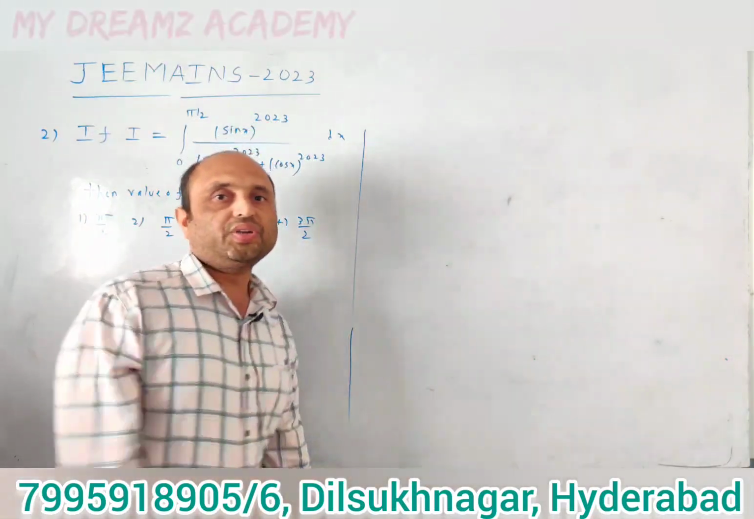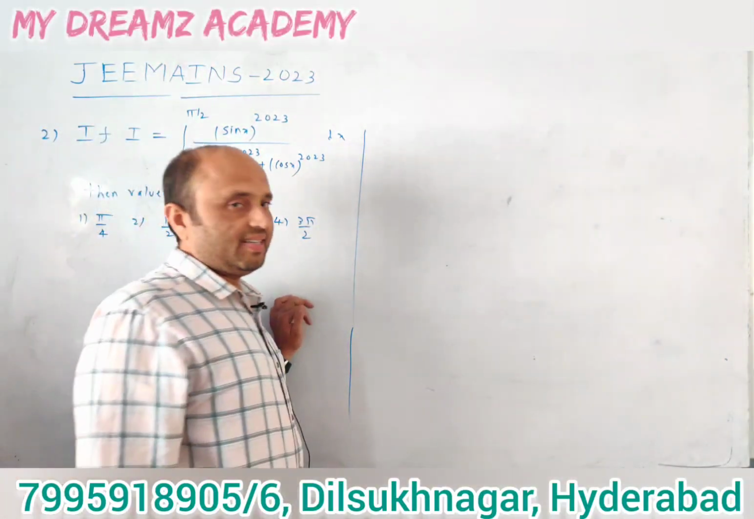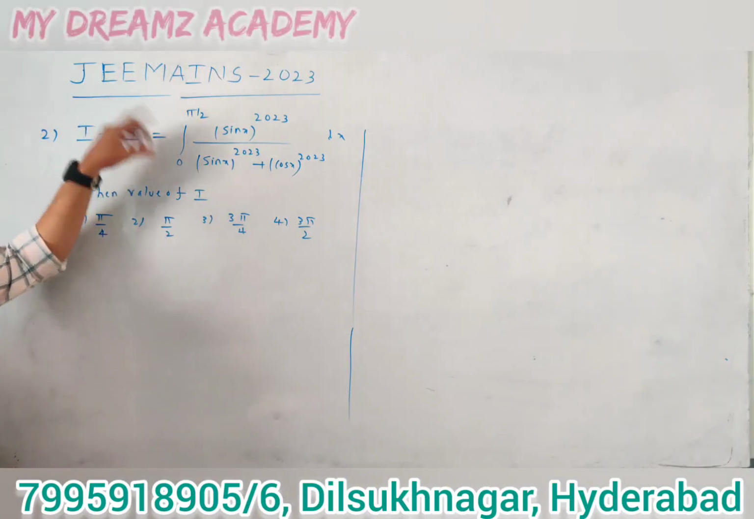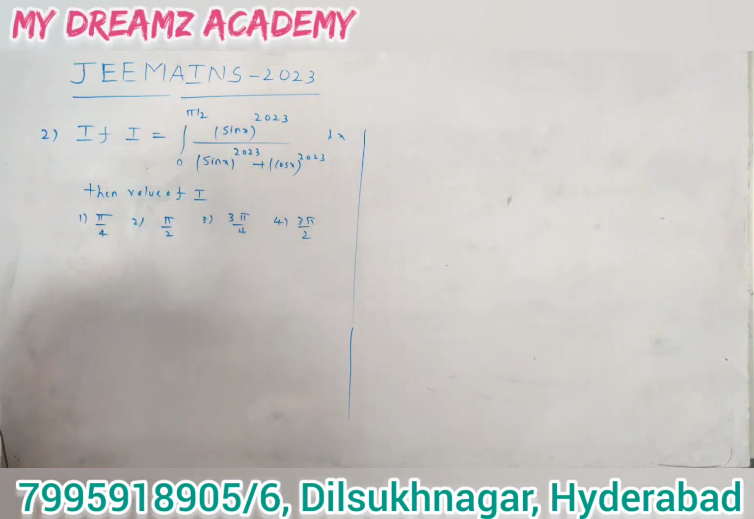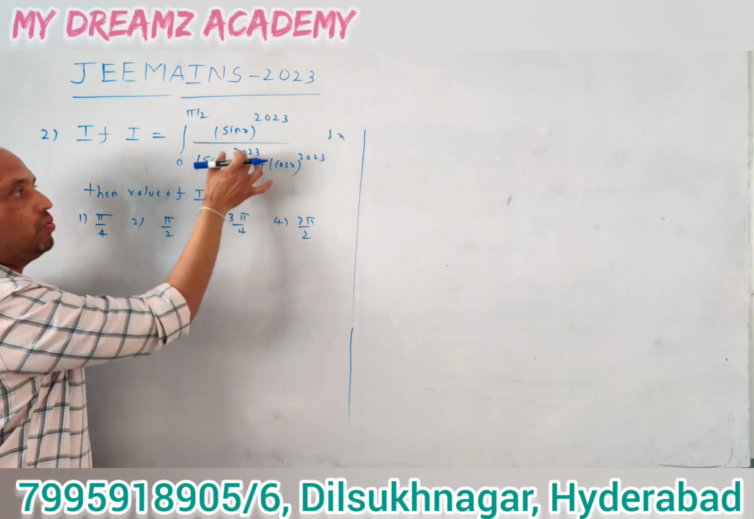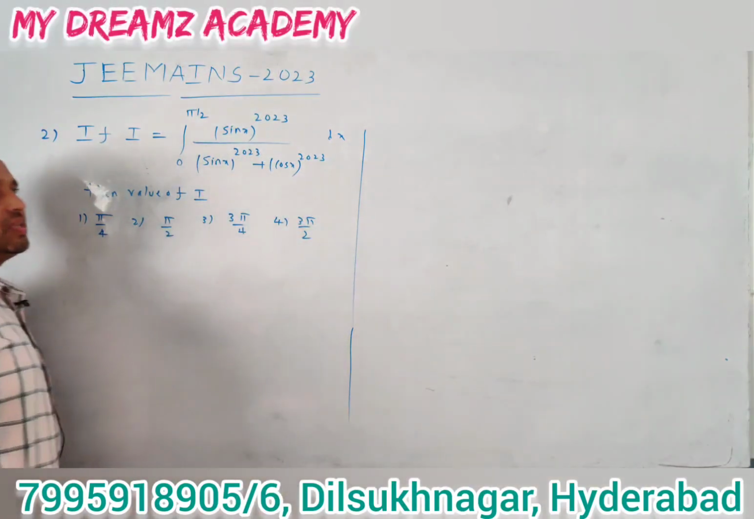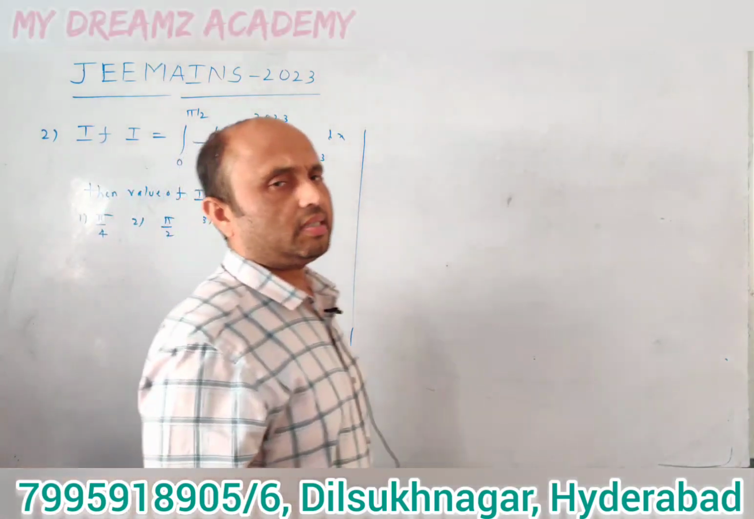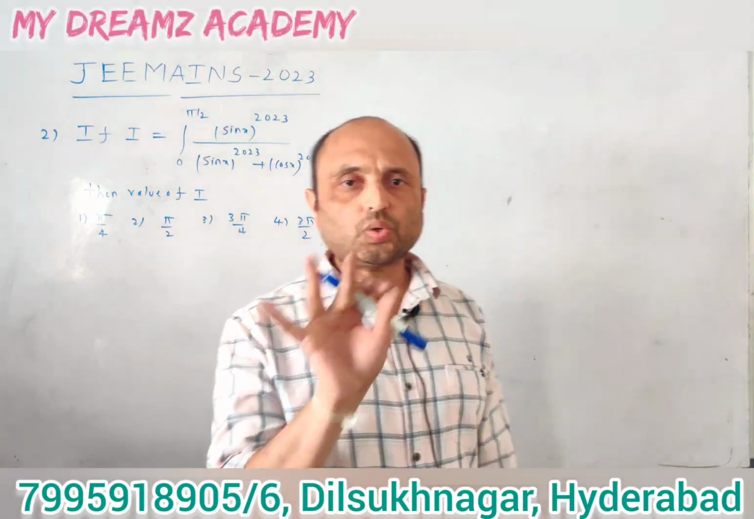So the second question is from definite integrals. The question is: if I is equal to the integral from 0 to pi by 2 of (sin x)^2023 by ((sin x)^2023 plus (cos x)^2023) dx, then find the value of I. So this is a very simple question. This is completely a properties-of-integrals based question.